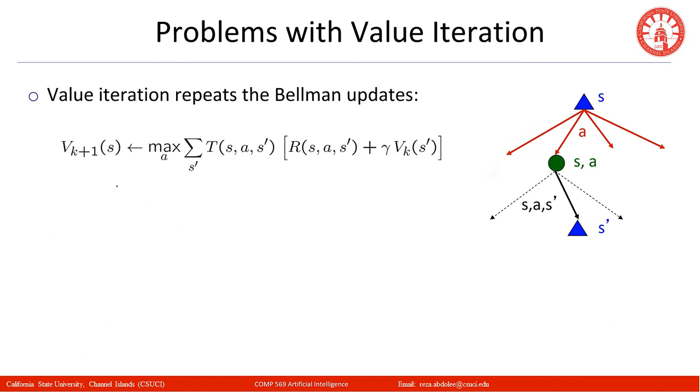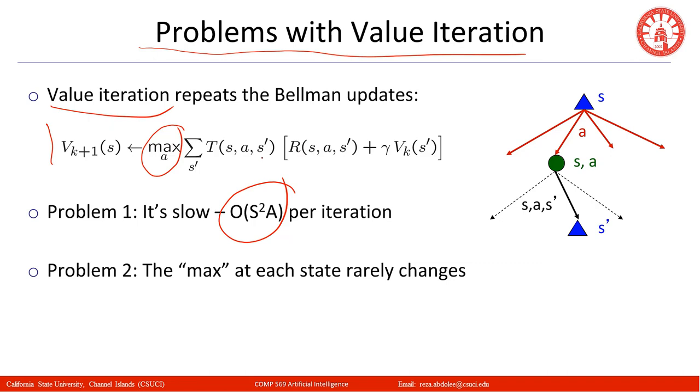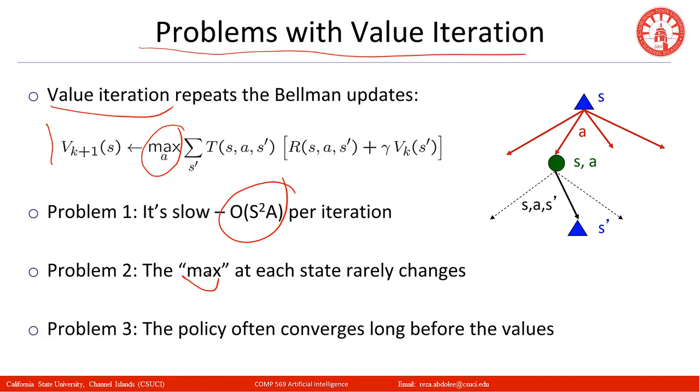So that's the solution, basically. Now we are going to make some comparison between value iteration and policy iteration. This is value iteration, the first solution that we had for Markov decision processes. You remember this equation? Max A is involved, and we said that the complexity is O S square A. This is one of the issues, and the other is that the max is a nonlinear operator, so we cannot use a linear system of equations to solve it. And somehow the policy is going to converge early. I'll show you an example. Often the policy converges faster.